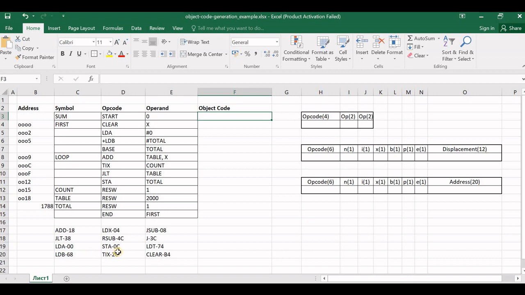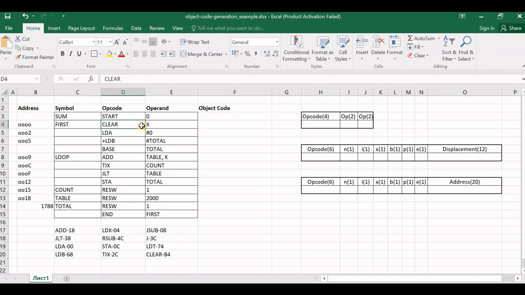We need the hexadecimal opcode equivalents of all the instructions over here. So we'll start with the generation of the object code for each and every instruction in this small program. Coming to the first instruction of the program, start is an assembler directive. It is not an executable instruction, and hence we are not writing the object code for it. We move directly to the second instruction, which is the first executable instruction. The first executable instruction is clear X.